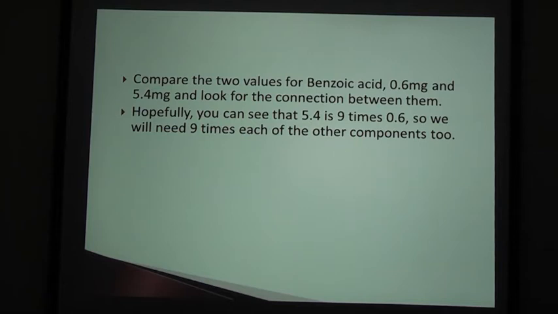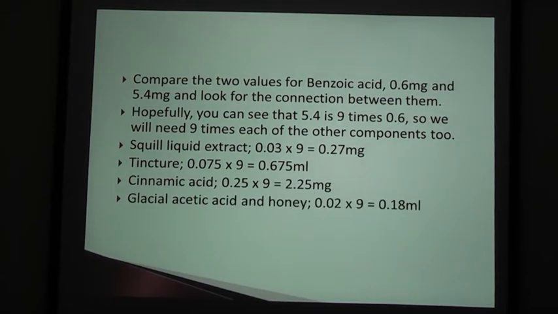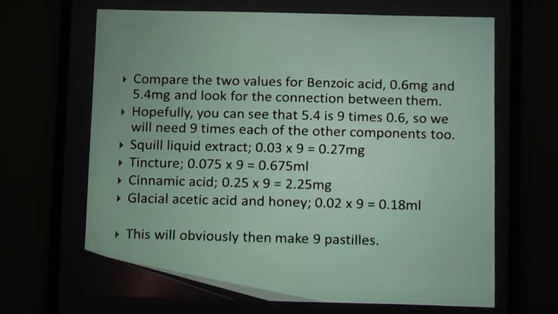So we therefore need 9 times each of all the other components too. We've got 9 times the amount of benzoic acid, so it stands to reason we'll have 9 times the amount of everything else. If you then multiply all the other ingredients by 9, you should be getting these values. The answer therefore is that it will make 9 pastils.